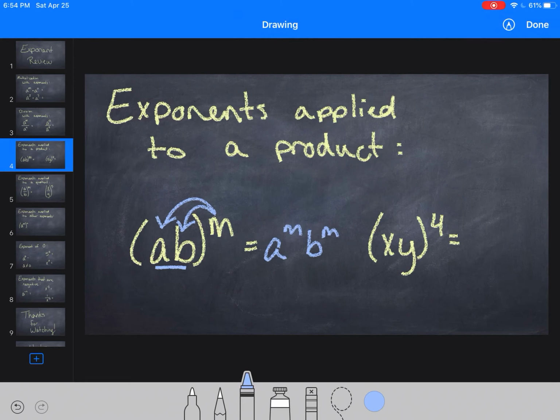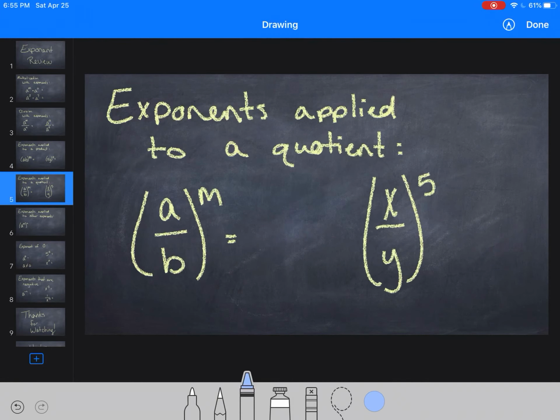If we were to work out an actual problem, we have x times y in parentheses all raised to the 4th power. So my 4 would have to go on my x. So I would end up with x to the 4th. And that 4 would also have to go on my y. So I would end up with y to the 4th. So I would get x to the 4th, y to the 4th.